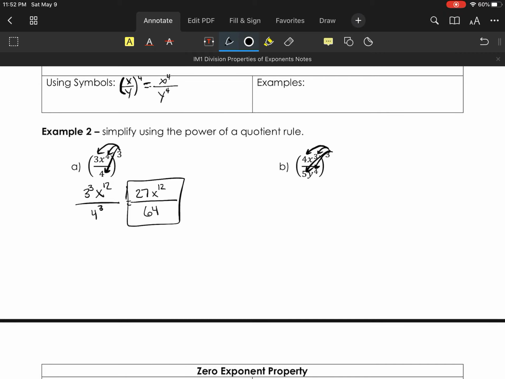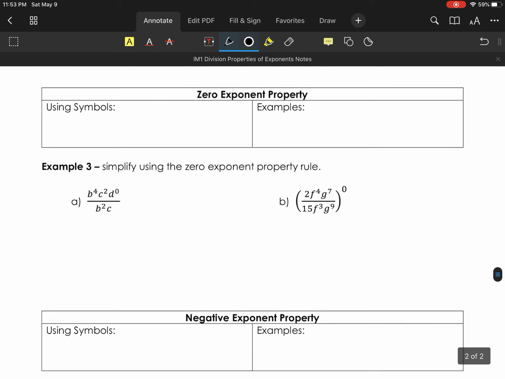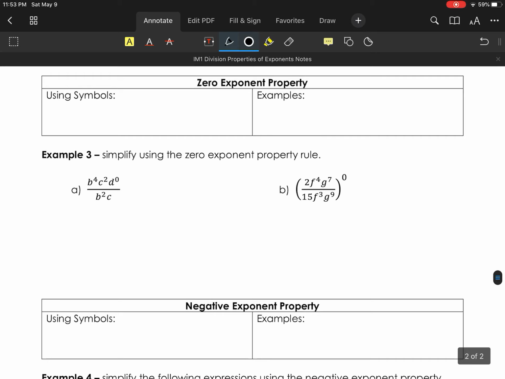Same thing on letter B. I'm going to distribute that 3 exponent through to every single piece of what's inside my parentheses. So I have 4 to the 3rd, x to the 3 times 3, which is 9, over 5 to the 3rd, y to the 4 times 3, which is 12. Then I simplify my actual numbers. So 4 to the 3rd gives me 64. I have x to the 9th over 5 to the 3rd gives me 125. Y to the 12th. And there's my answer.